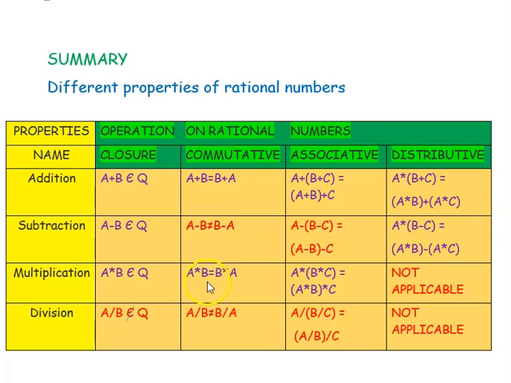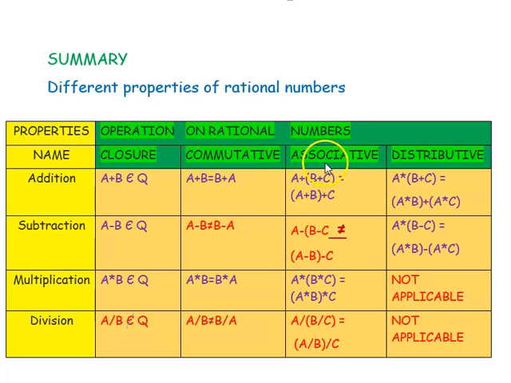If you multiply two rational numbers, you can do that in any order. That is, a times b equals b times a. That is satisfied. Next is the division property of commutation. That is also not satisfied. a by b is not equal to b by a. So division is also not satisfied for the commutative property.